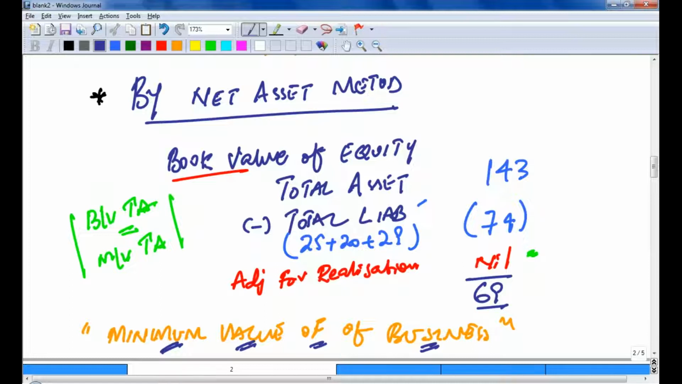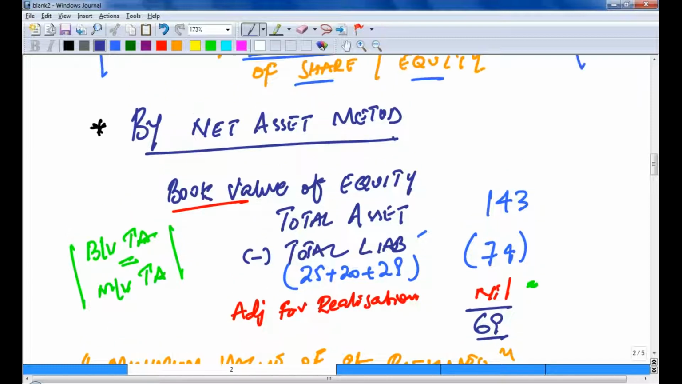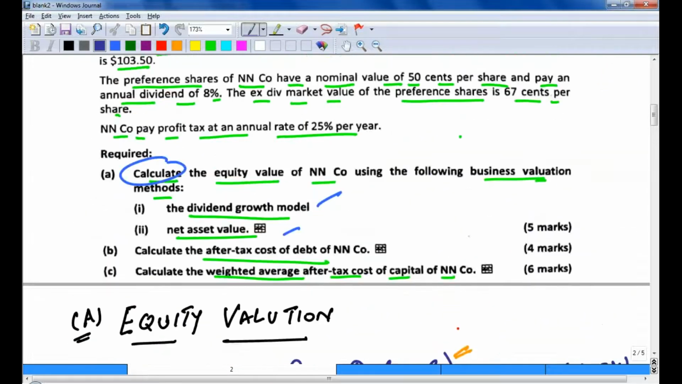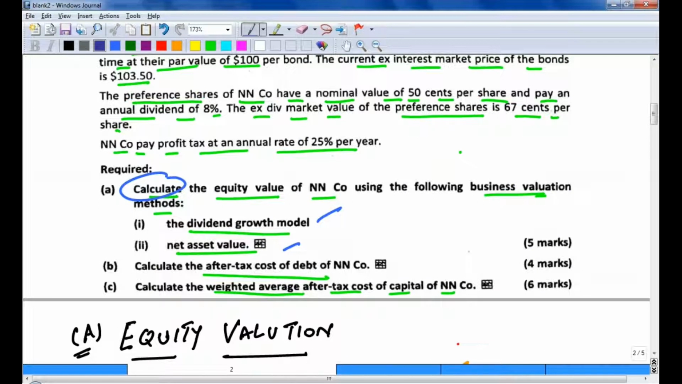Acquirer should know what the minimum value of the business is, and acquiree also wants to know what my minimum value of the business is. So the dividend valuation model shows the fundamental value. The net asset method shows the minimum value of the business. This is all about this question for value.